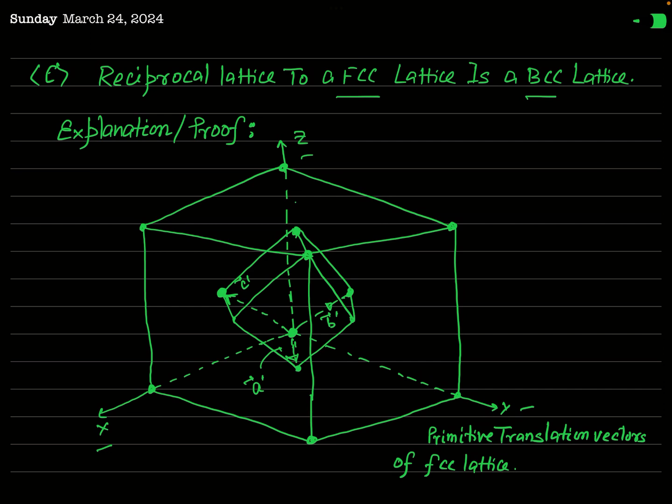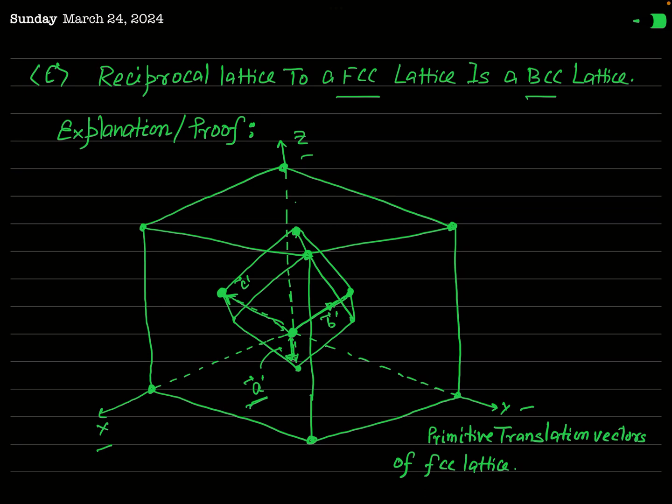Okay, and in this figure you can see this vector which I am just drawing here. You can see this is actually the first primitive translation vector of the FCC lattice, marked by A prime. Okay, and this B prime, this is the second primitive translation vector, and this C prime is its third primitive translation vector. Now you can see how we can express this A prime, B prime, C prime in terms of its rectangular components.